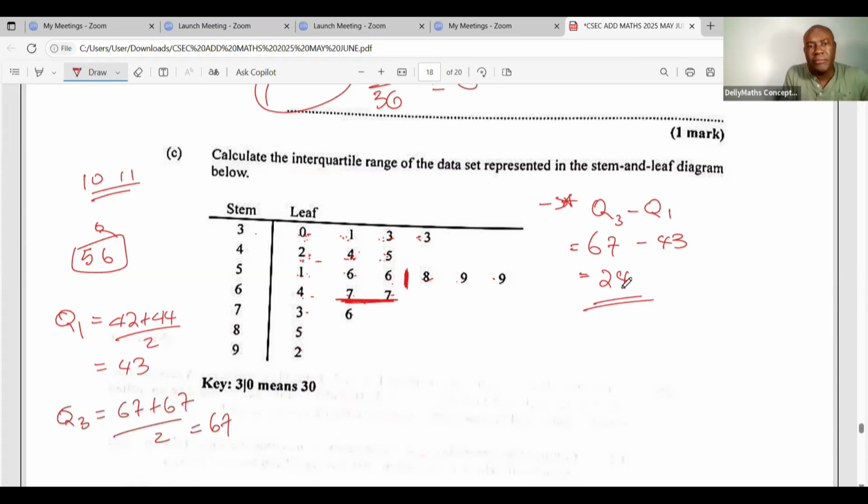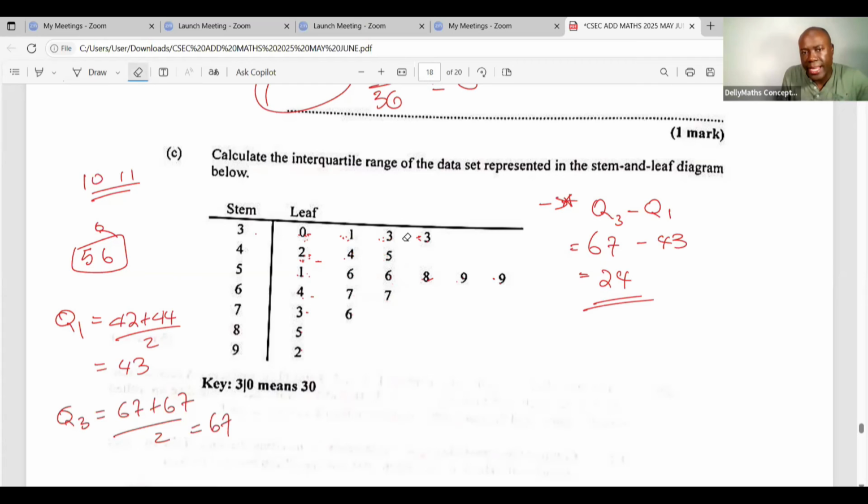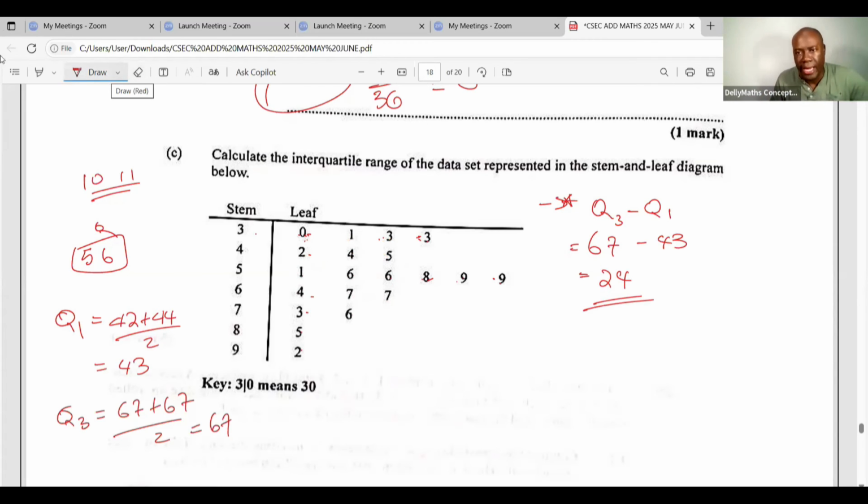All right, so we have 24 for my interquartile range. Remember, there are diverse ways you could do this. The moment you can identify where your center is, then you're able to pick up your quartiles from that and you could move on.